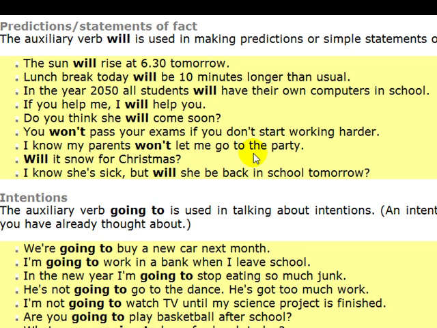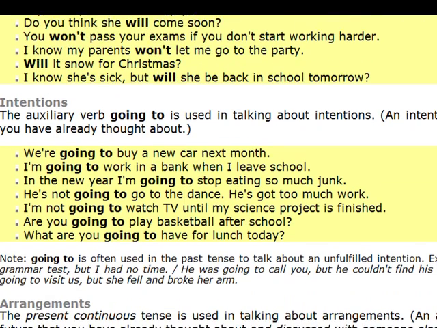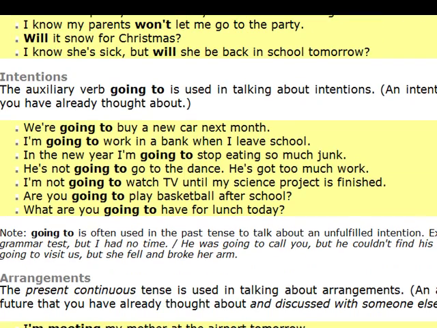Negative of will. Will it snow for Christmas? I know she's sick, but will she be back in the morning? And you can see the use of will in predicting the future. Then we have intentions.